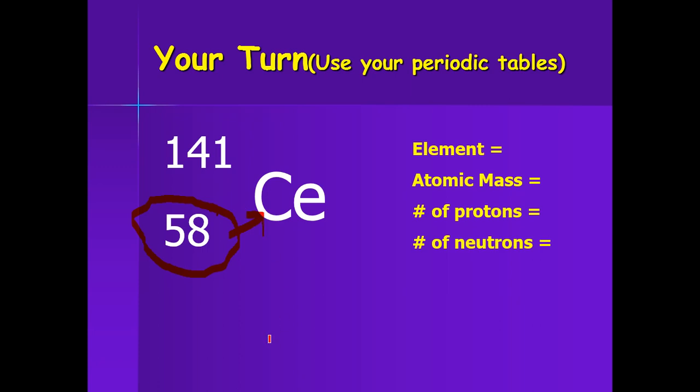Okay. So you begin by writing, this is going to give us an isotope that we're going to find. So 58 gives you that. This one's atomic mass is 141. So if you take 141 and subtract 58 from it, it's going to give you the number of neutrons. So 141 minus 58.